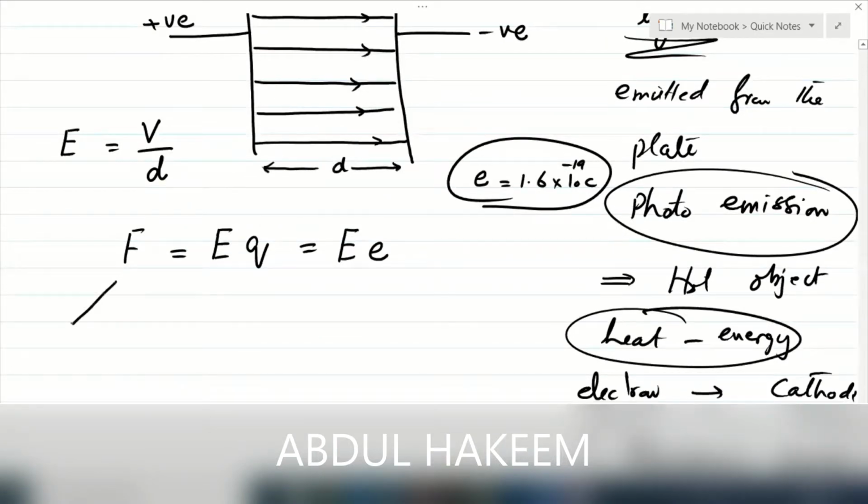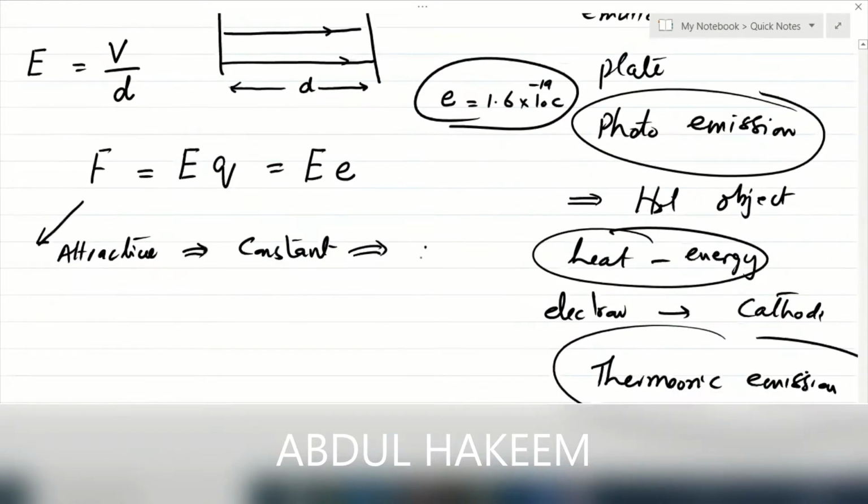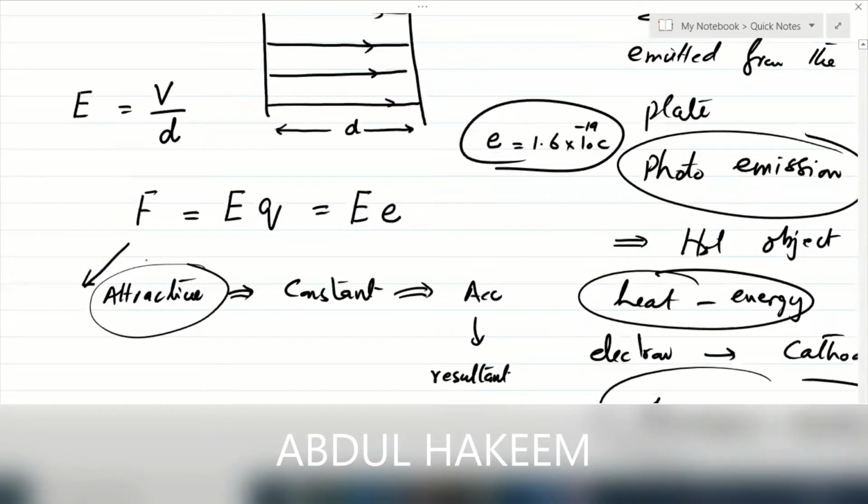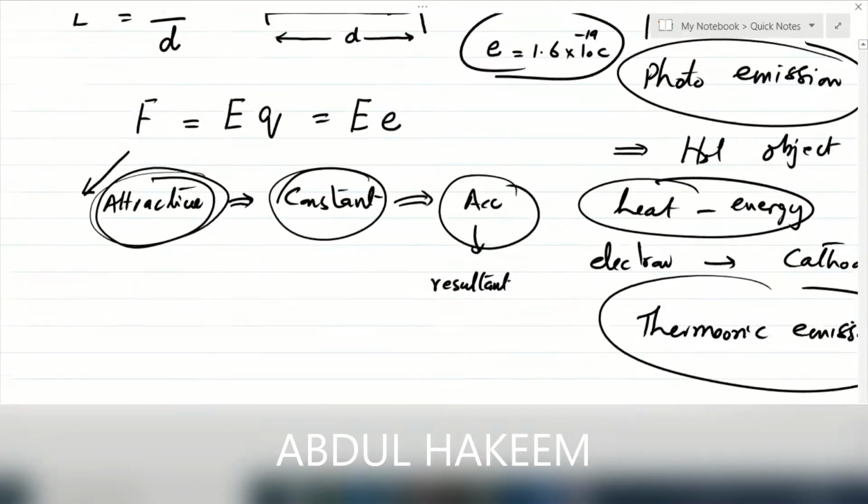Now, this force is, number one, attractive. Number two, it is constant due to the constant electric field. And number three, it is an accelerating force, meaning a resultant force. So the nature of the force is attractive, it's constant but accelerating.